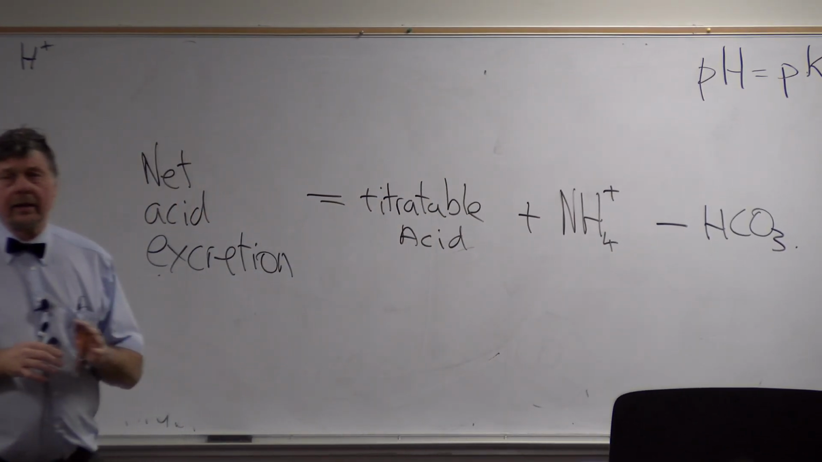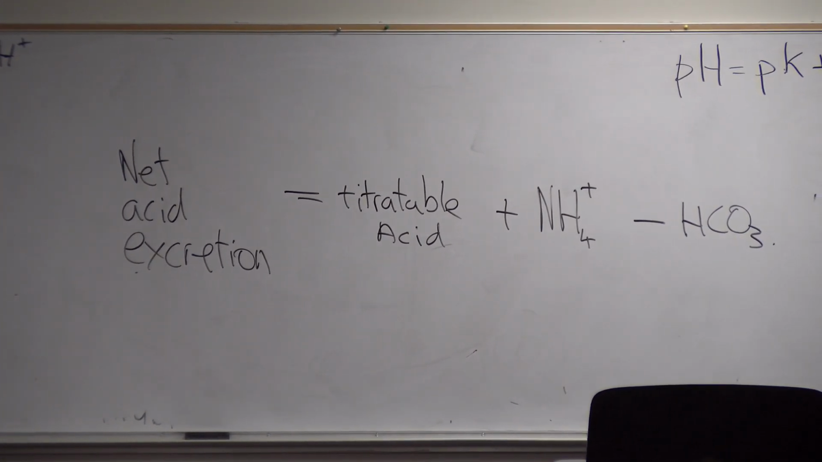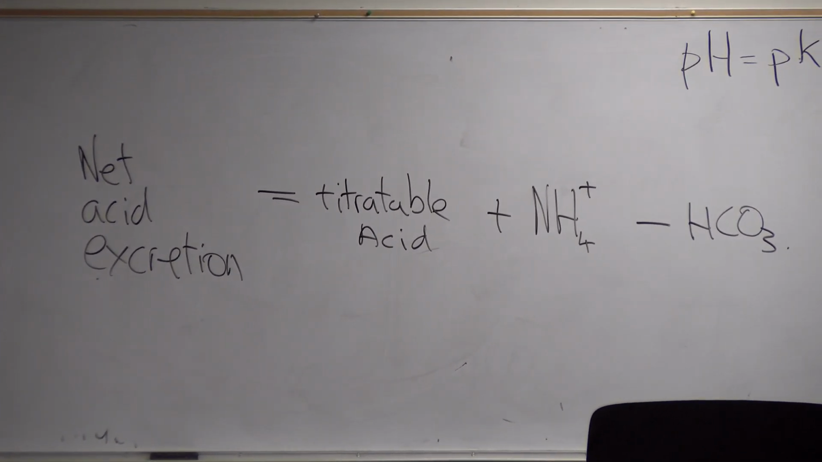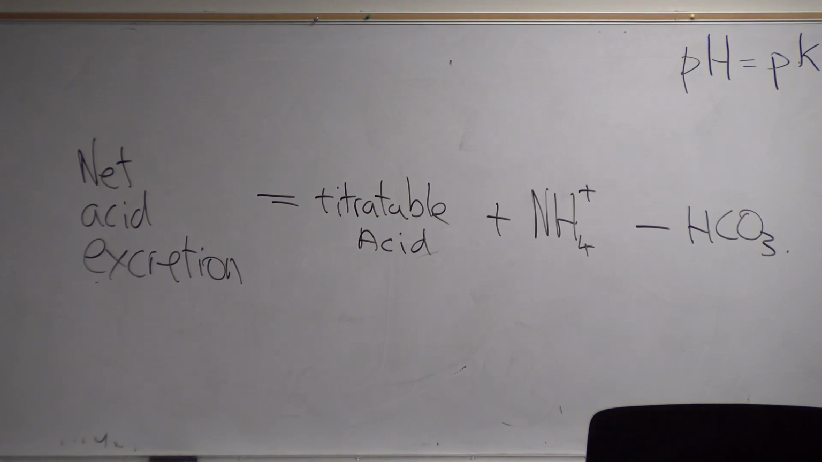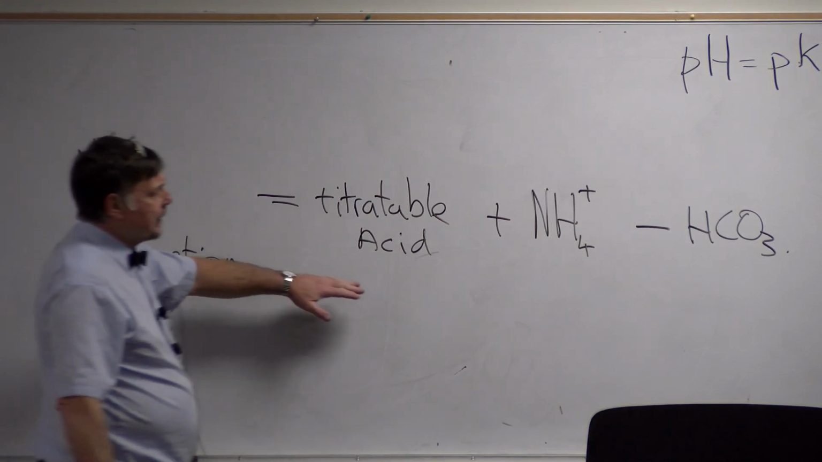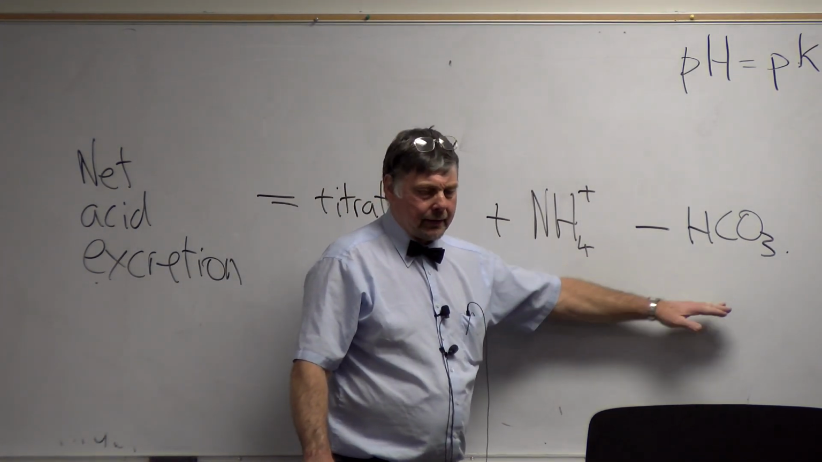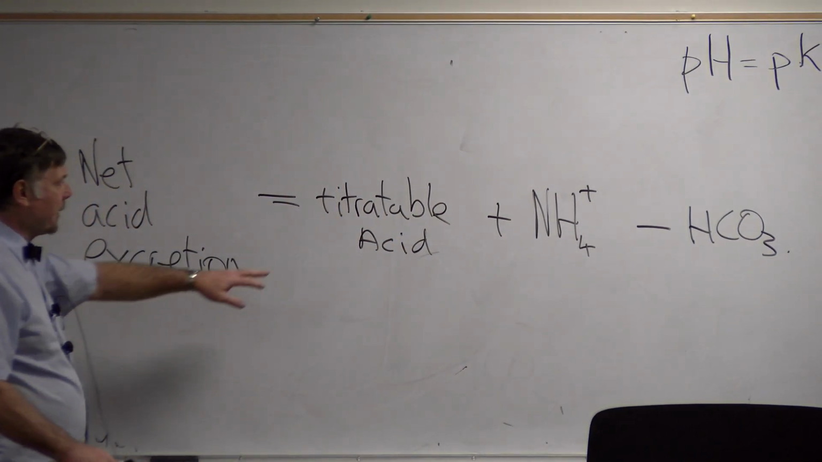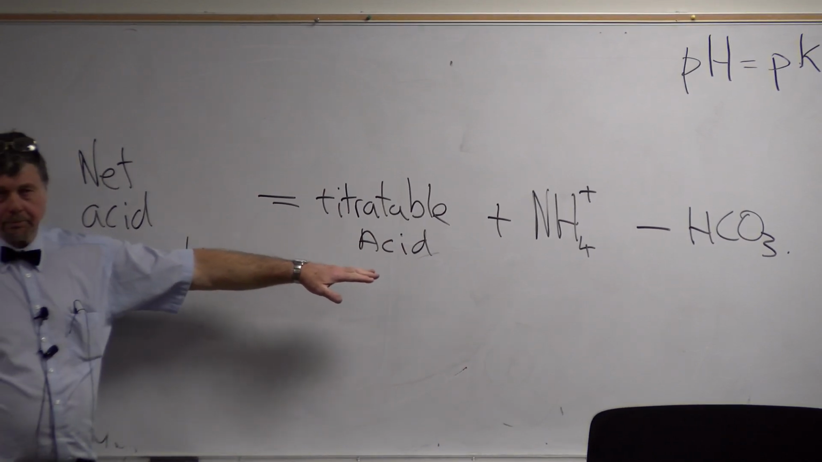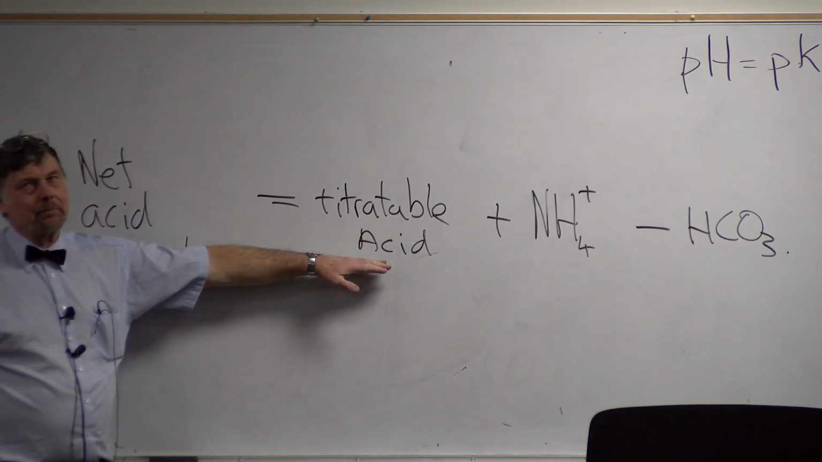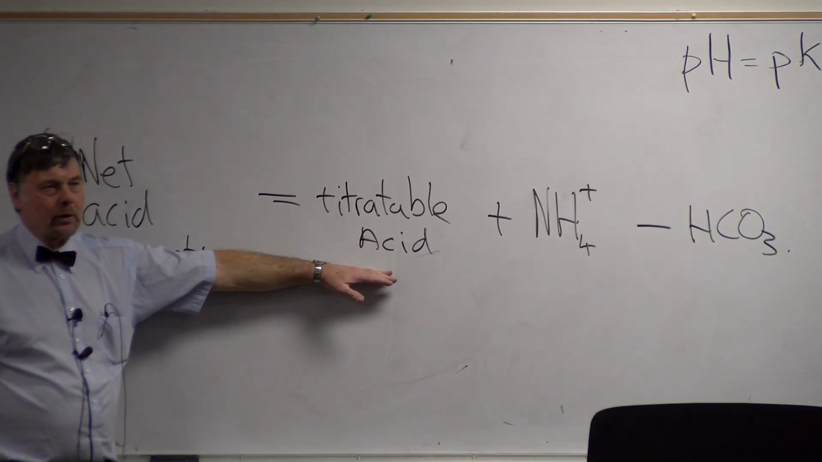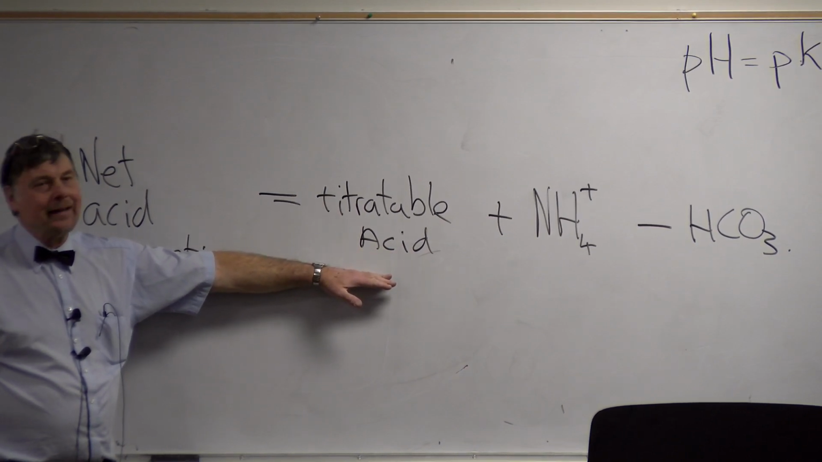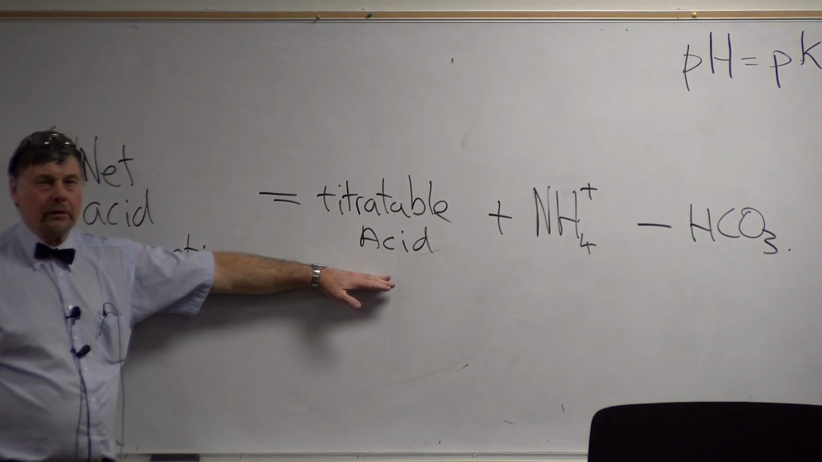So you can quantitate, and of course exams might want you to do this. You can quantitate net acid excretion, and it's quite simply the titratable acid plus the ammonium minus the bicarbonate. Now, titratable acid: you measure these things in the urine. If you titrate back to pH 7.4, that's the titratable acid. That's mostly phosphate and some sulfate.